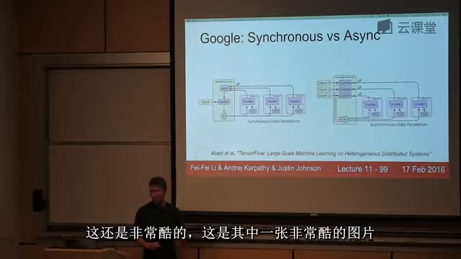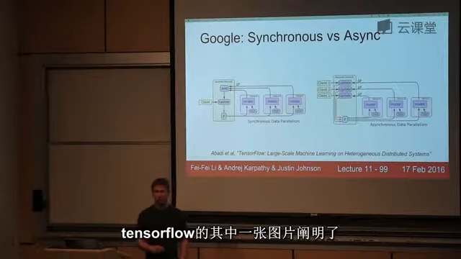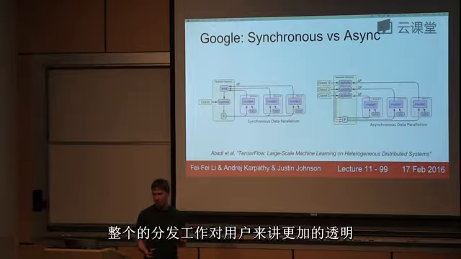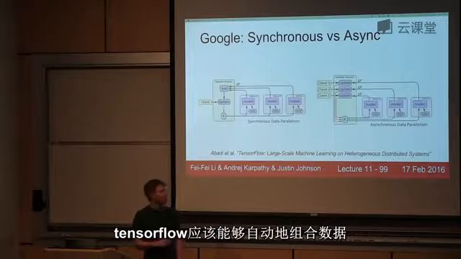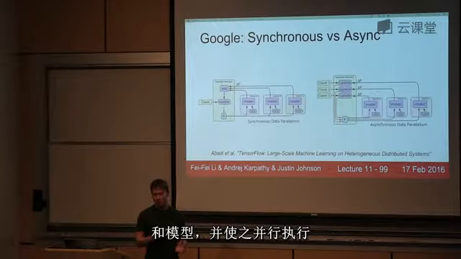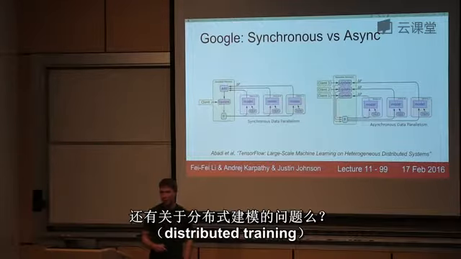So that's pretty cool. And one of the really cool pitches, so these two figures are both from the TensorFlow paper. One of the pitches of TensorFlow is that it should really make this type of distribution much more transparent to the user. If you do happen to have access to a big cluster of GPUs and CPUs and whatnot, TensorFlow should automatically be able to figure out the best way to do these kinds of distributions, combining data and model parallelism, and just do it all for you. So that's really cool, and I think that's the really exciting part about TensorFlow.